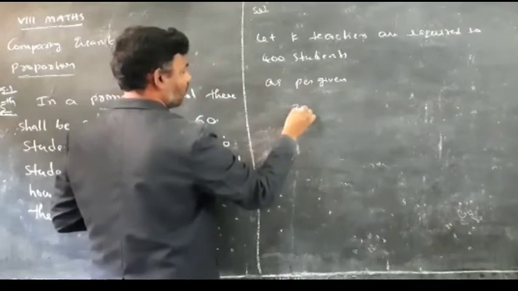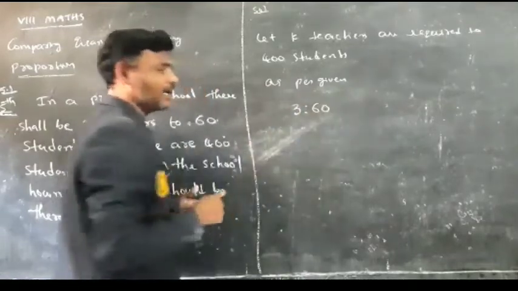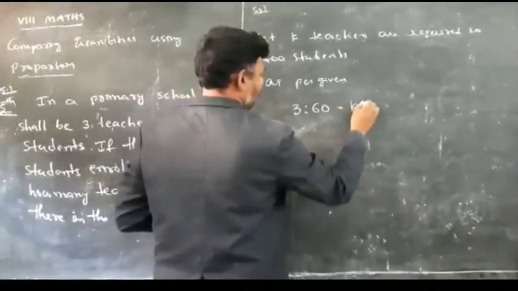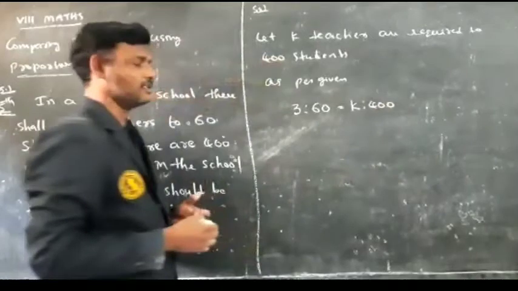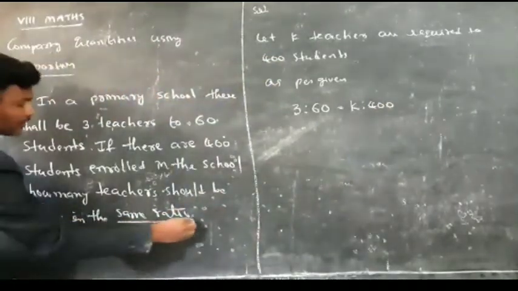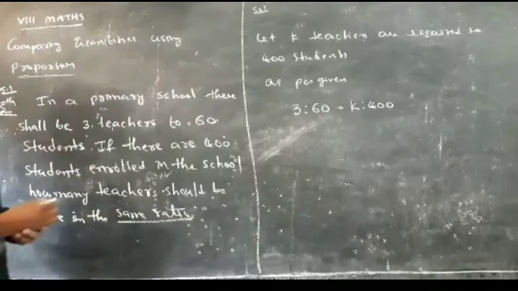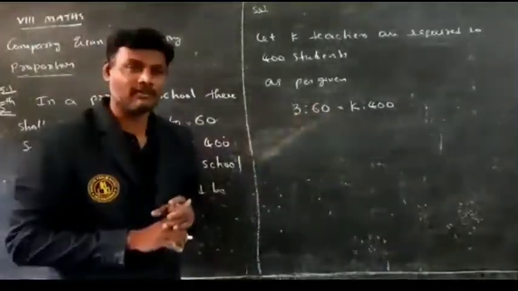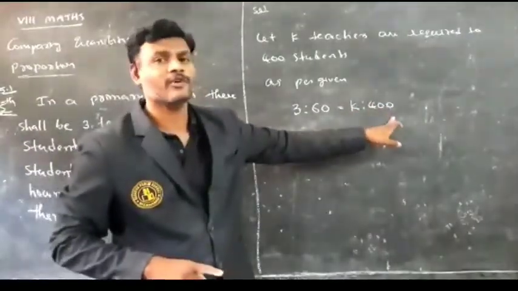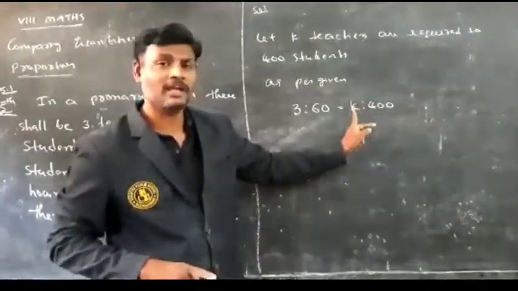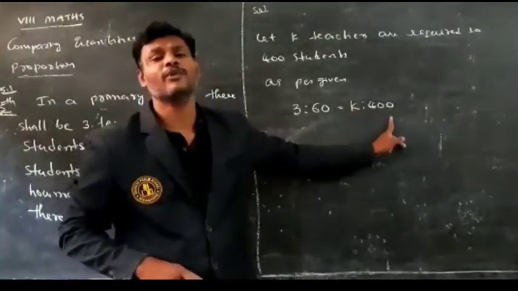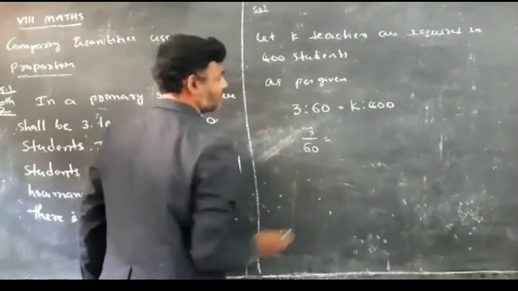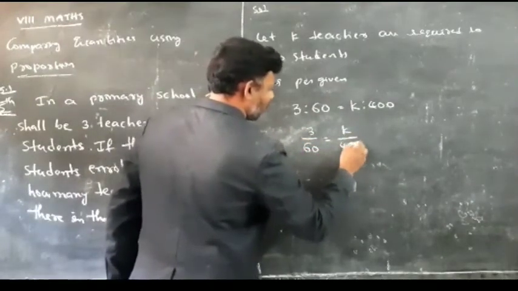So the ratio between 3 teachers and 60 students is equal to K teachers and 400 students. They are in the same ratio. What is the meaning of K? K teachers are required for 400 students. What can we write here? 3 by 60 is equal to K by 400.